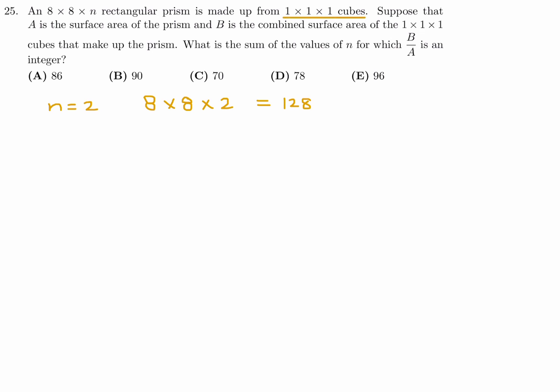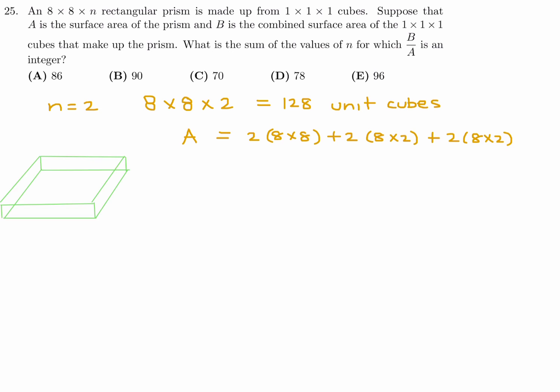Now it's made up of these unit cubes. Each has a volume of 1. So it'll be 128 unit cubes in this scenario. Now the surface area, which they are calling A, of the prism will be as follows. It'll be 2 times 8 by 8 plus 2 times 8 by 2 plus 2 times 8 by 2. So I just drew what that prism could look like.